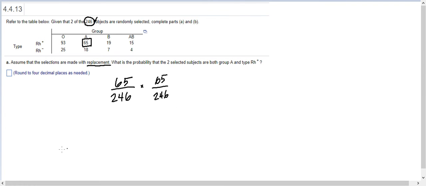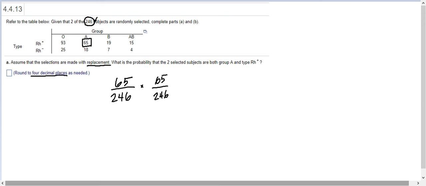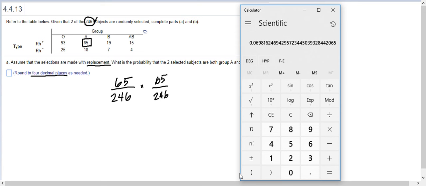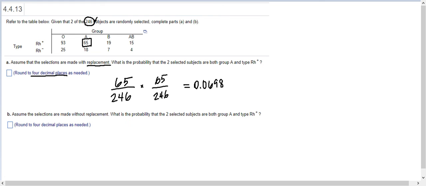So we're going to take out our regular old basic calculator, and I'm going to type 65 times 65 times 65 divided by 246 divided by 246, and we get 0.0698. Now it wants us to go to 4 decimal places here, so let's make sure we go to 4, so 0.0698, and then the 5th decimal place is 1. 1 says round down or keep it the same, so 0.0698 is my number.